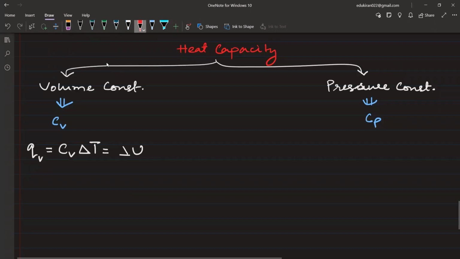I don't know what happened to this eraser. Wait a second. Just a second, guys.